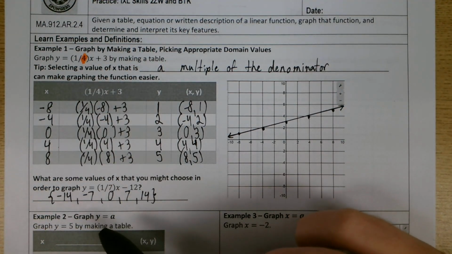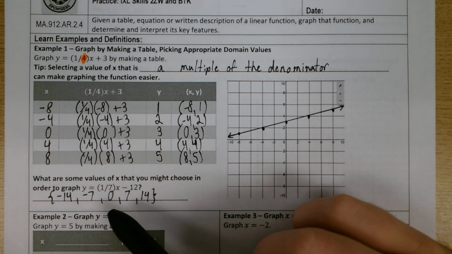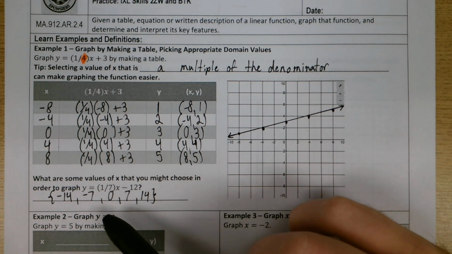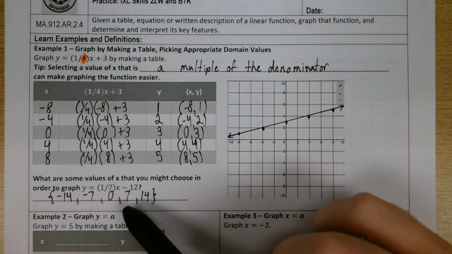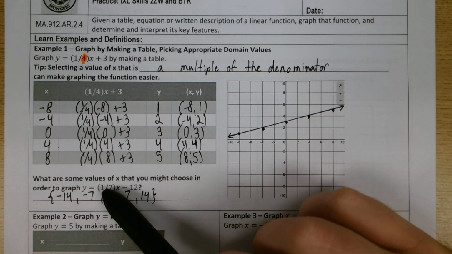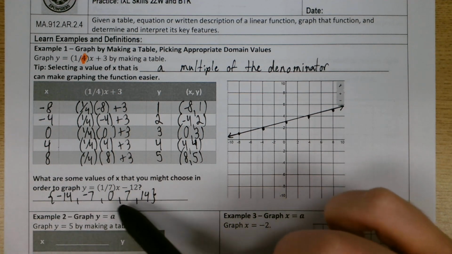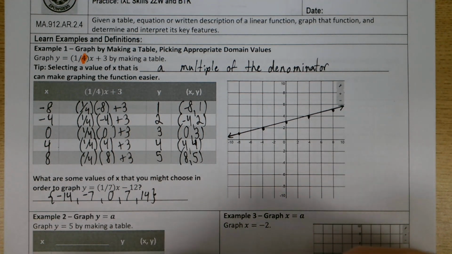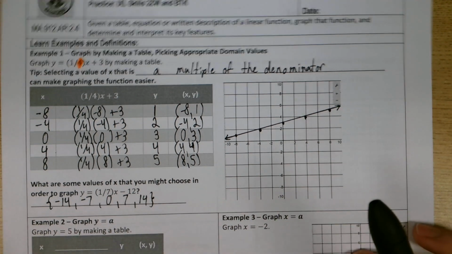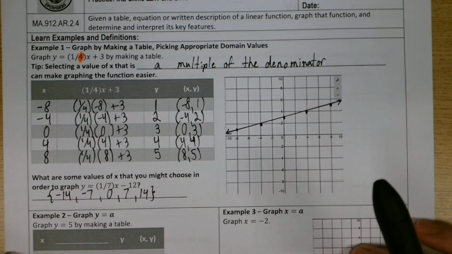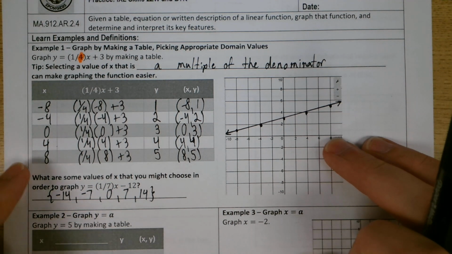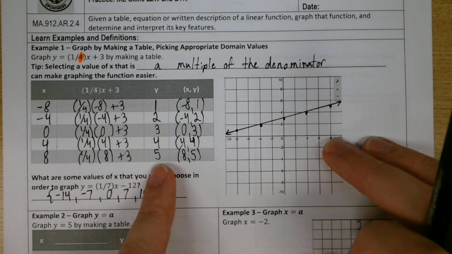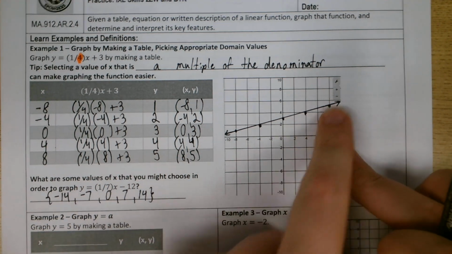This is not saying you can't plug in 3 or 4 or 5, but choosing these numbers will be easier to plug in because you'll be finding 1/7 of each of those numbers, and you'll have whole numbers as a result. When you're making a table, choose some x's, plug them in, find the y's, graph the result.